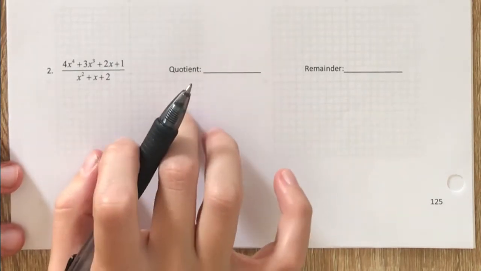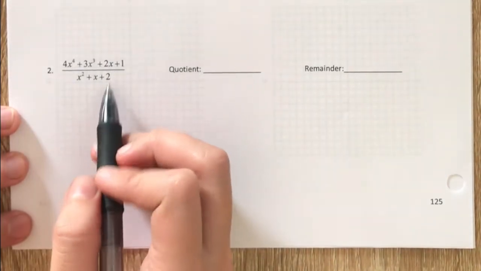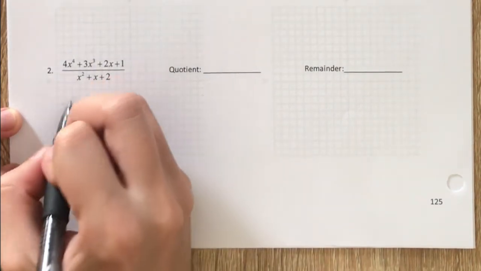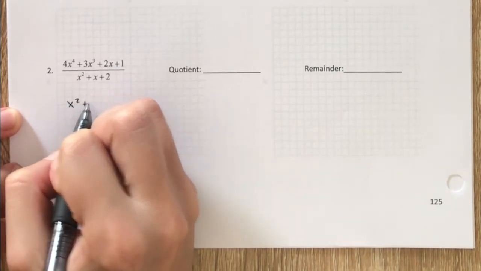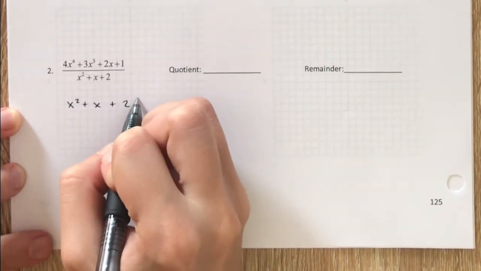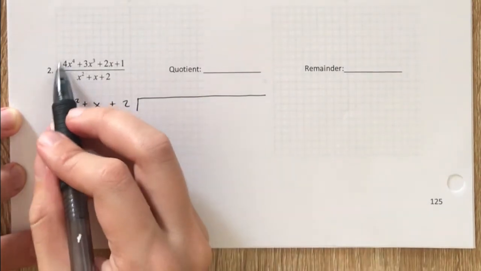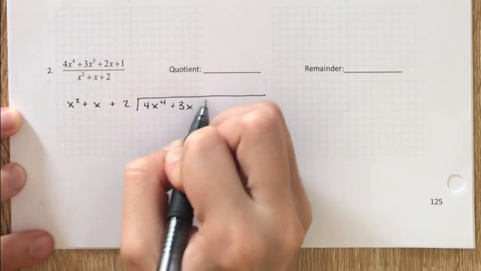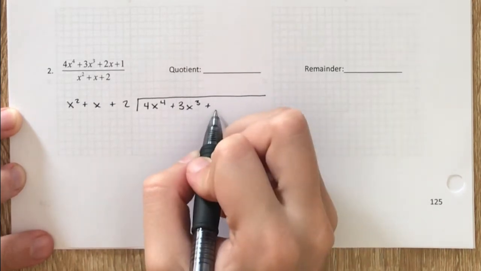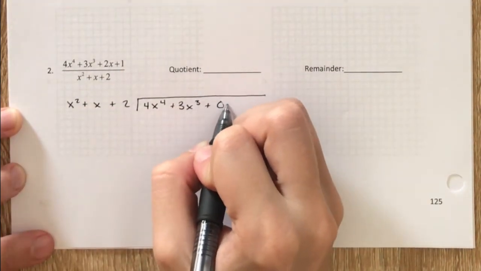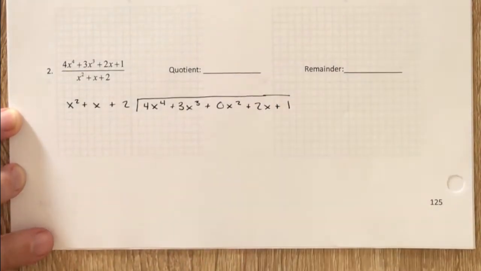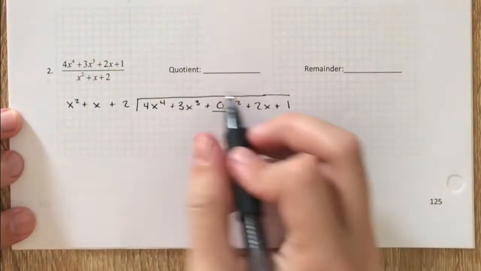So this is the section dividing polynomials in the lab manual. Let's say we were given something like this. We definitely have to write it in our long division form. So we write this out. We have x squared plus x plus 2. We're not missing any terms for our divisor. Our numerator here, we have 4x to the 4th plus 3x to the 3rd plus, we are missing an x squared term. We want to be careful. So we have 0x squared plus 2x plus 1.